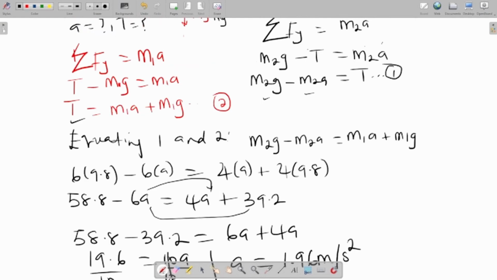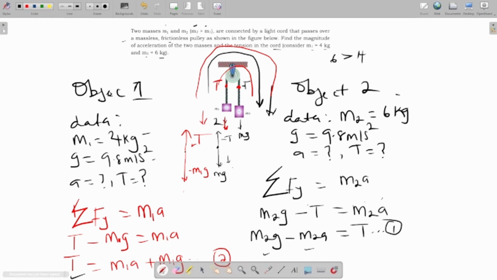So, since they are connected to the same string or to the same cord, they will have the same acceleration. That's one thing that you need to know. And secondly, if they are also connected to a massless string or massless cord, then the tension here and the tension on the other side will also be the same.